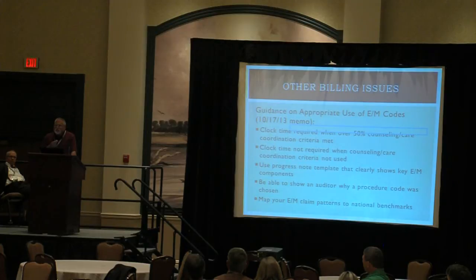The bottom line is, whatever system you have, and however you are choosing whether to bill a 99212 versus a 99213 or a 99214 versus a 99215, you need to be able to sit down with an auditor and put two progress notes next to each other for different codes and explain clearly why you billed one versus the other. And that's the bottom line: you should have your documentation aligned to do that.